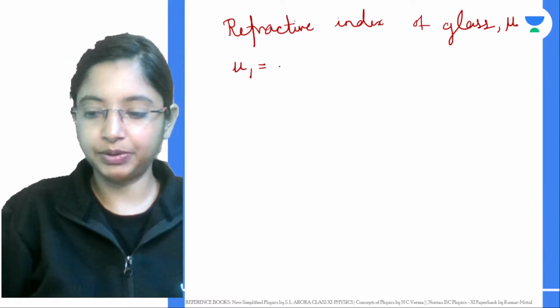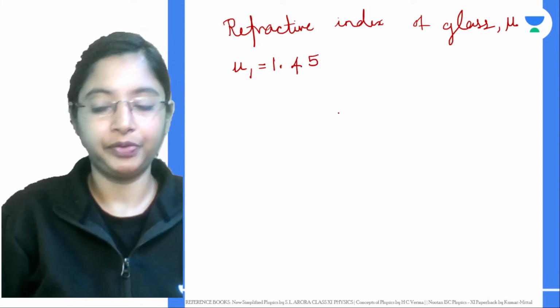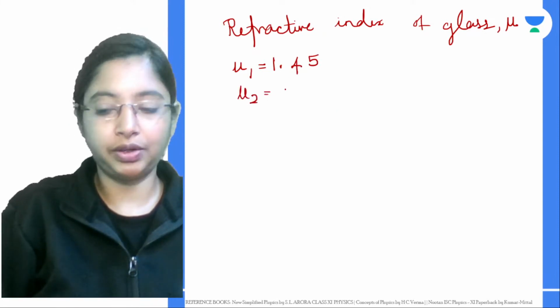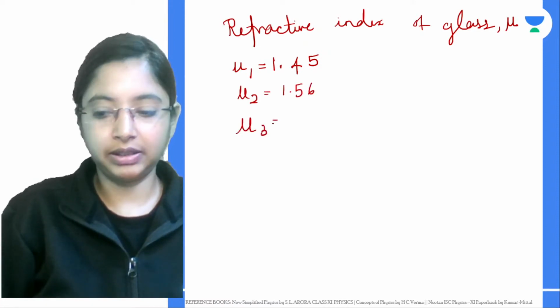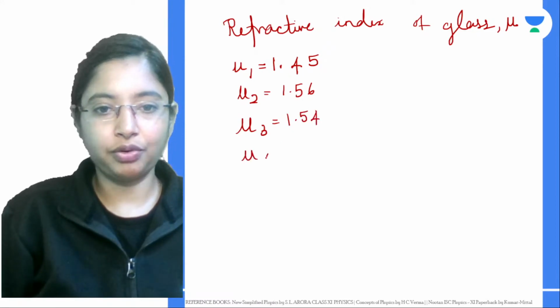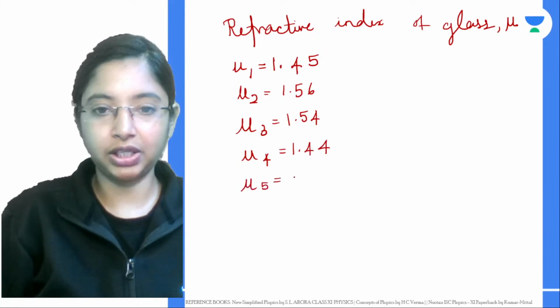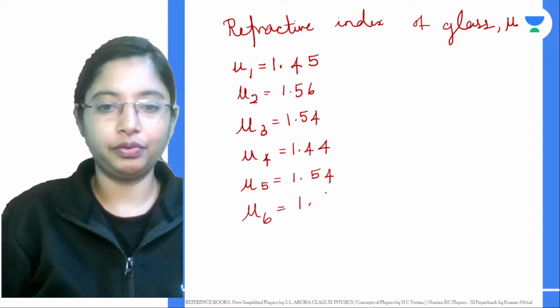Let's say the first observation, you got the value of refractive index of glass as 1.545. Let's say the second time you found the refractive index to be 1.56. The third time you repeated the experiment, let's say this is around 1.54, and the fourth time you got 1.44. The fifth time you got around 1.54, and let's say the sixth time, with this let's stop, you got around 1.53.